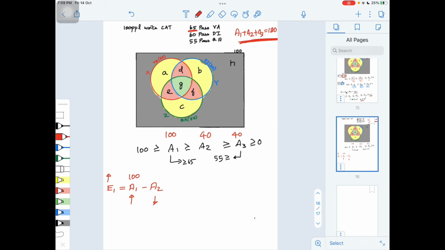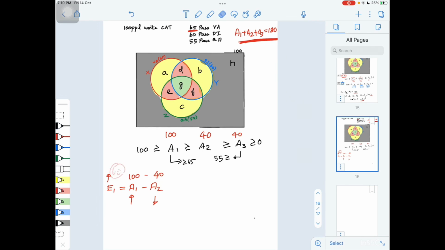So this is the maximum value that A1 can take. And in this scenario, when A1 is taking 100, minimum value A2 can take is 40. So this difference is 60. So maximum value for exactly one region is 60.